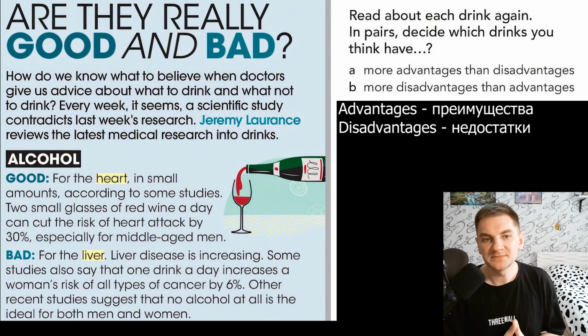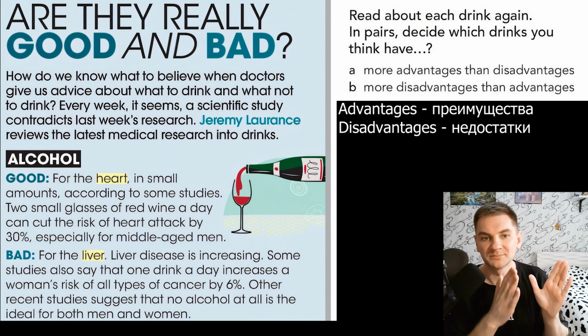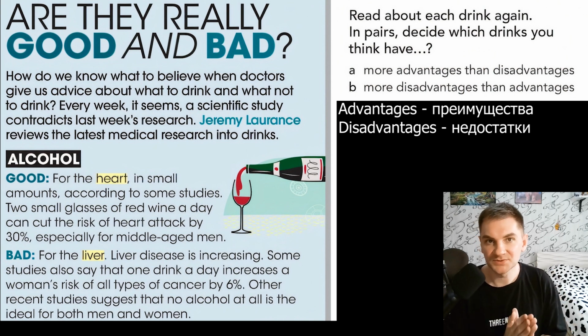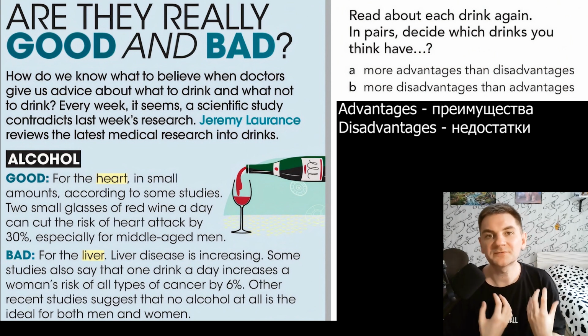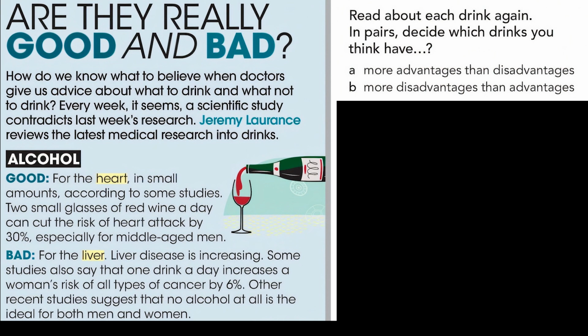Part D. Read about each drink again. In pairs, decide which drinks you think have more advantages than disadvantages, or B, more disadvantages than advantages. Actually, it's quite an interesting task. Let's do it this way. The article will be shown part by part, and after each part, we discuss it. First, I give you my opinion, a little bit of it, then you give yours. Feel free to agree with me or disagree with me. Are they really good and bad?